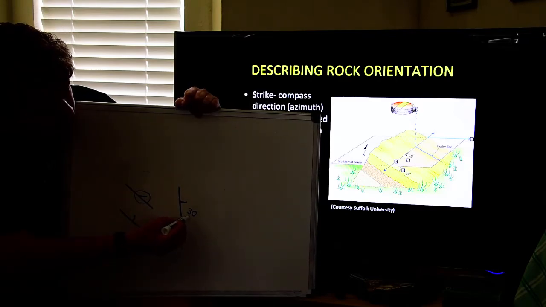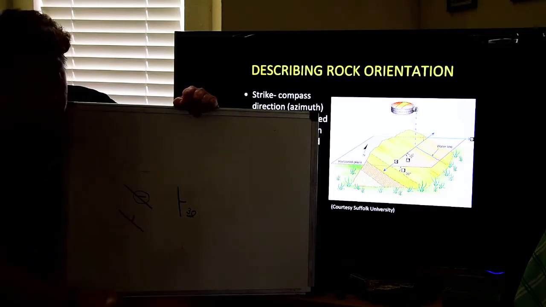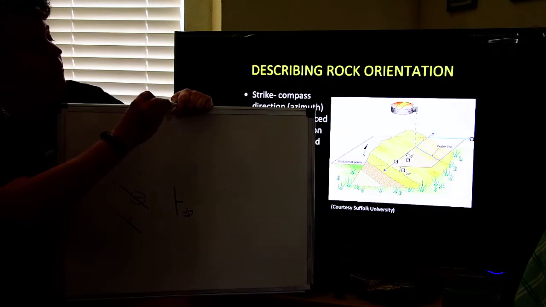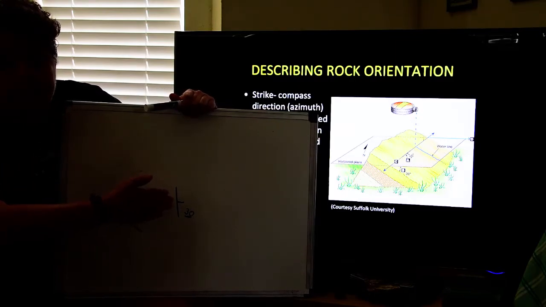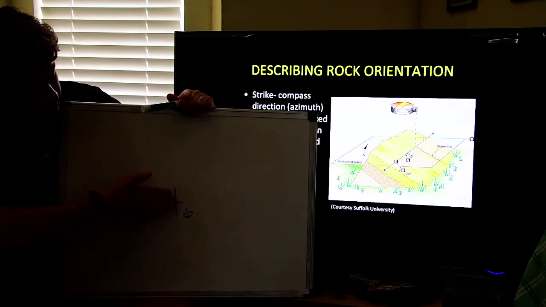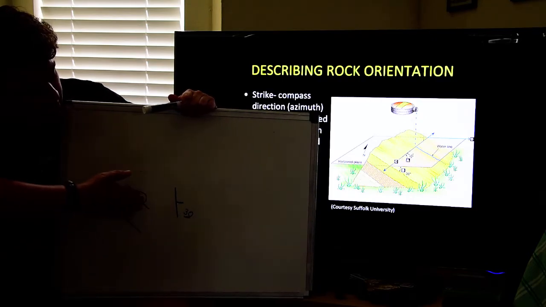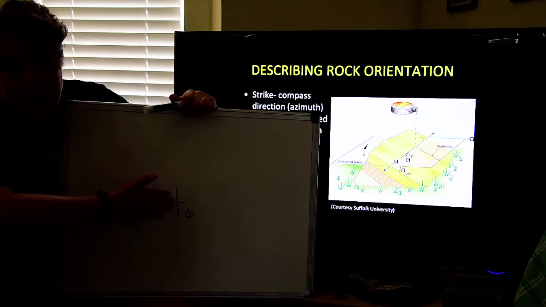And then the last part of that symbol is this number right here, and that's how many degrees the rock is dipping into the ground there. So this tells a geologist that there is a rock that is tilted into the ground at 30 degrees going in that direction.